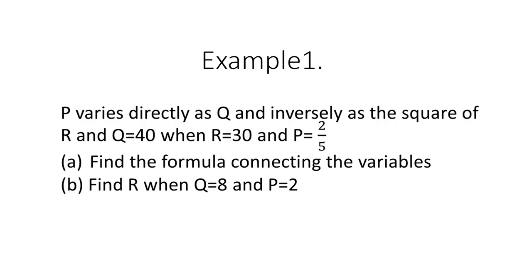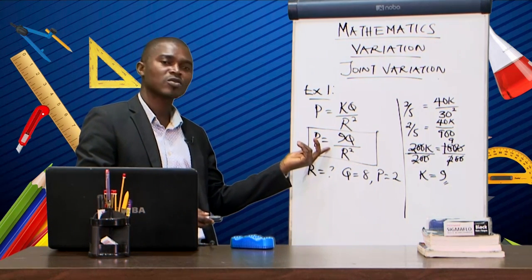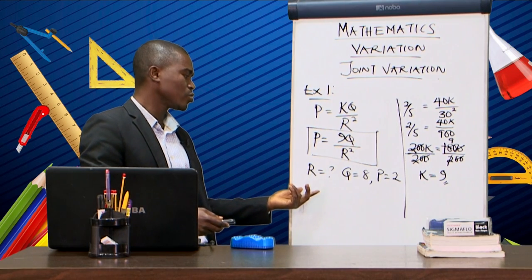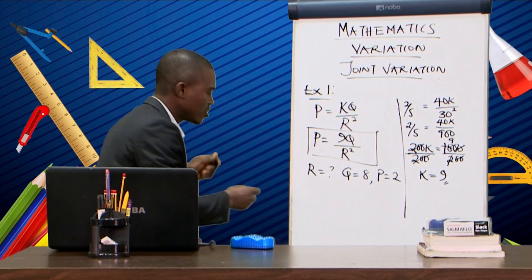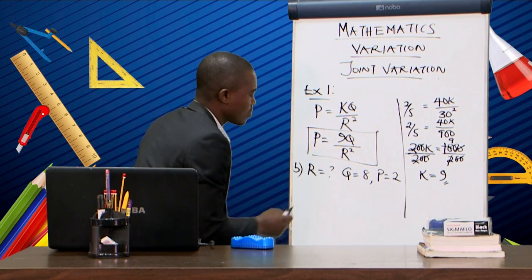And B part of that question says, find R when Q equal to 8, and when P equal to 2. So the next thing to do is to get R from this formula. Then what are we going to do? We substitute. So this is the B part. So let's substitute to get our R.